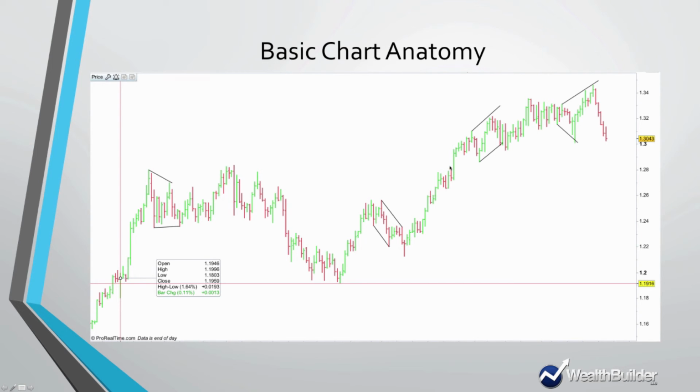So in review, we went over the anatomy of a bar chart. We had the high, the low of the bar, the open, the close. We went over what a 3-bar significant high is, a 3-bar significant low is. We gave you the definition of a bull market, which is higher 3-bar highs, higher 3-bar lows. A bear market, which is lower 3-bar highs, lower 3-bar lows. A neutral pennant market, which is lower 3-bar highs, higher 3-bar lows. And a neutral megaphone market, which is higher 3-bar highs and lower 3-bar lows.